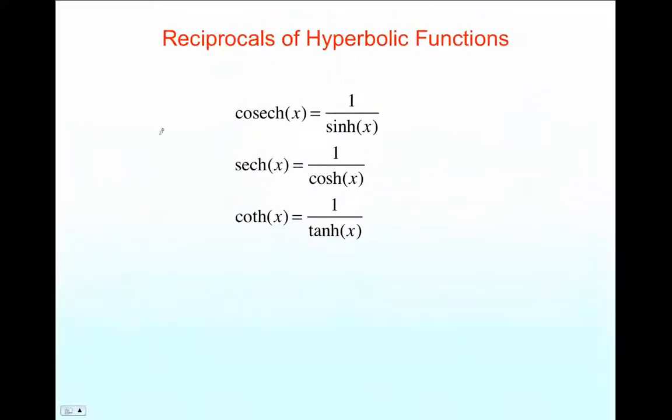Now, just for completeness, I'm going to write over here the hyperbolic cosecant, which is just 1 over hyperbolic sine. Here is the hyperbolic secant, which is 1 over the hyperbolic cosine. And this over here is the hyperbolic cotangent, which is 1 over the hyperbolic tangent. These are just definitions, but you ought to be aware of them.